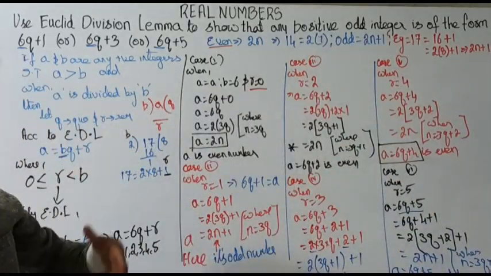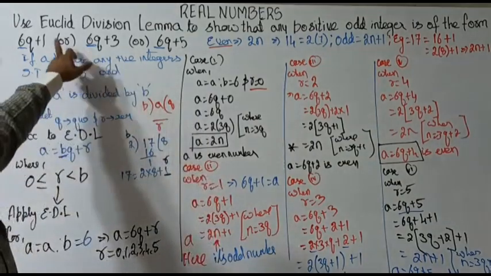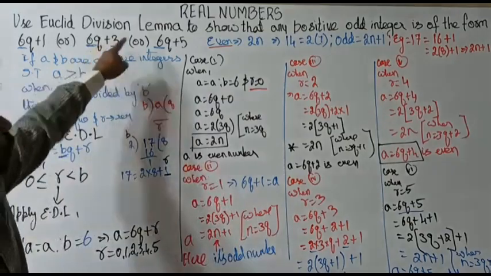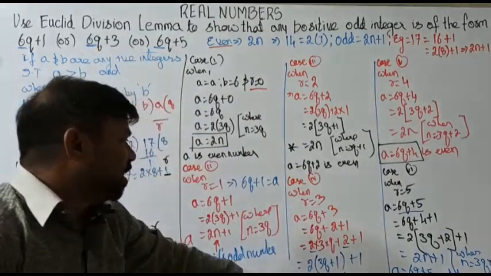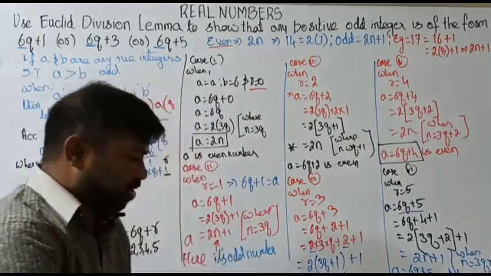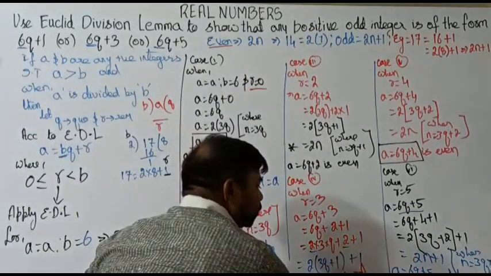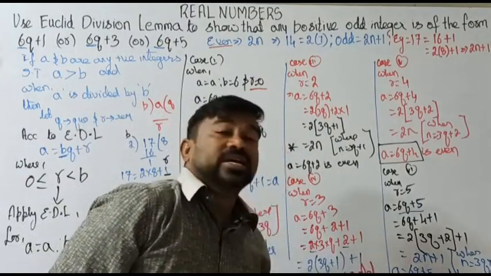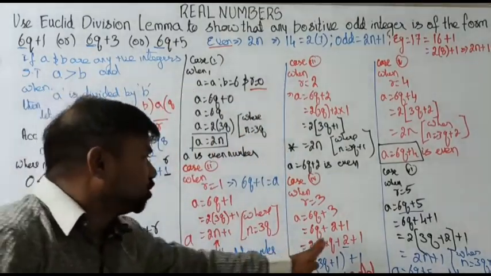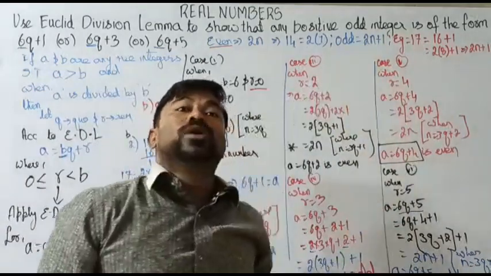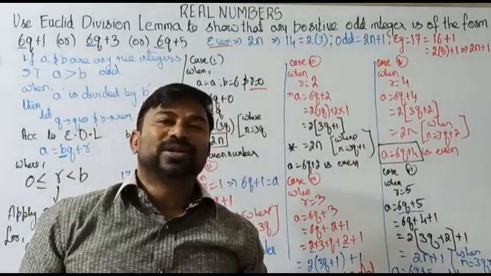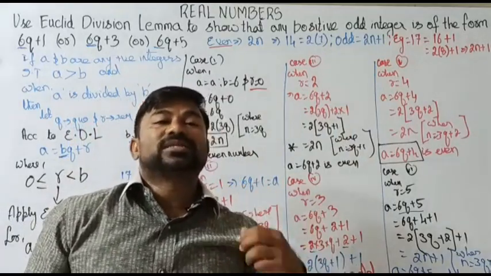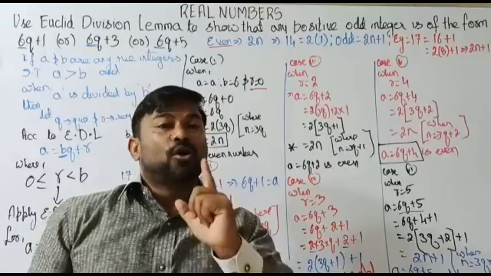By this we can conclude that 6q plus 1 is odd. 6q plus 3, here it is in the form of 2n plus 1, which is nothing but odd. In the same way, A is equal to 6q plus 5 is also odd. Why? Because all those 3 have come in the form of 2n plus 1. Hope you are able to understand. This is how we are supposed to prove that 6q plus 1, 6q plus 3 and 6q plus 5 are in the form of odd numbers.